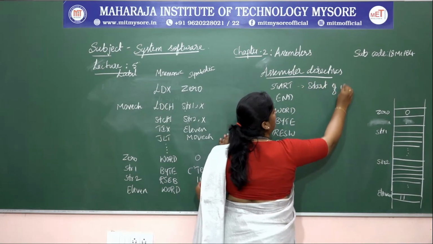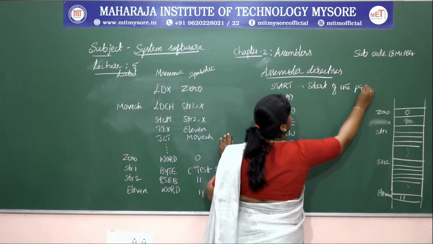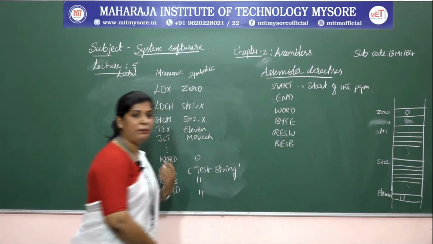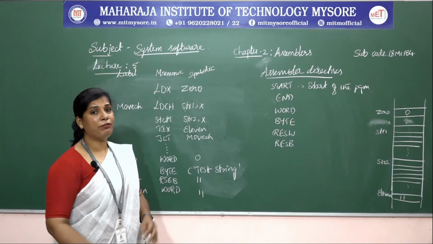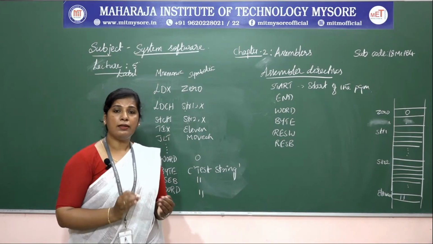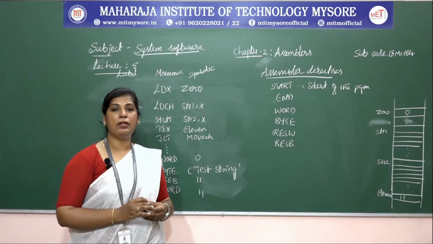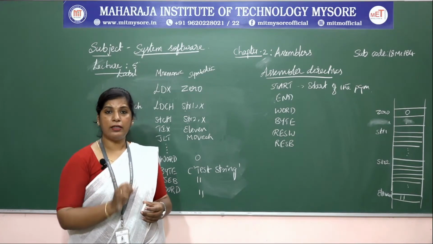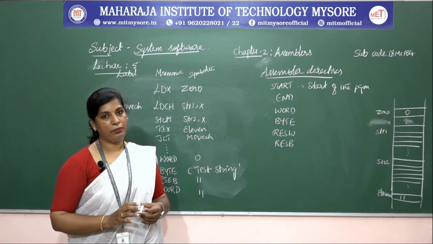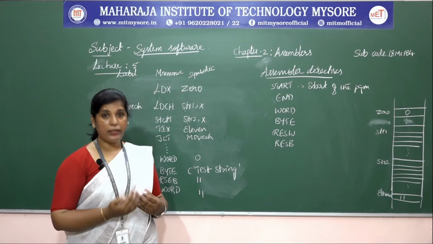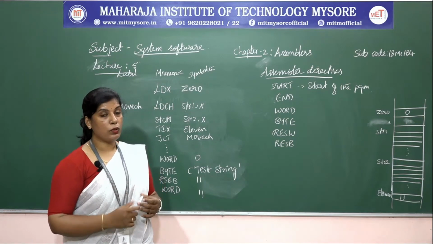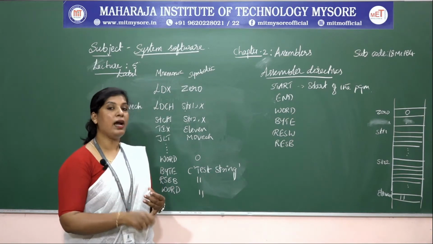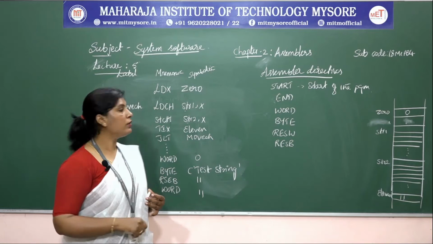Start is nothing but the start of the program. The user can mention the starting address of that program. Otherwise, if the user has not mentioned it, by default the assembler will take the starting address as 0. Either I can mention it, otherwise it takes 0. That is the logical address. Whatever address is generated at assemble time is called the logical address.